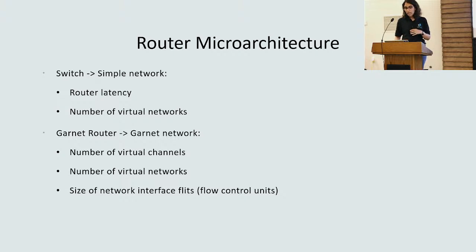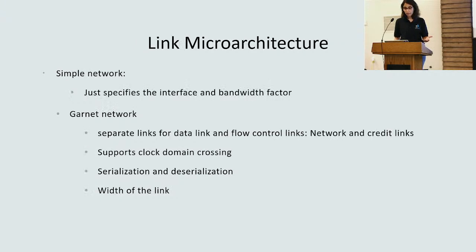like how you distribute all of these different messages to shared resources, for instance, your routers and your links. In Garnet router, you can specify the virtual channels, which remove deadlock and also improve performance by removing head of line blocking. And a number of virtual networks, which are basically a part of those virtual channels, and also the flit size. The flit size is basically the flow control unit, the granularity at which you're sending the messages through your system. So these are some things that you cannot specify in a simple network, but you can change them in Garnet because it's more detailed.